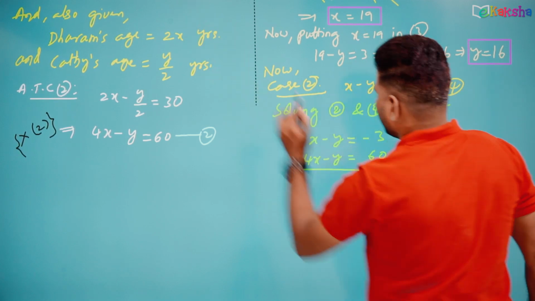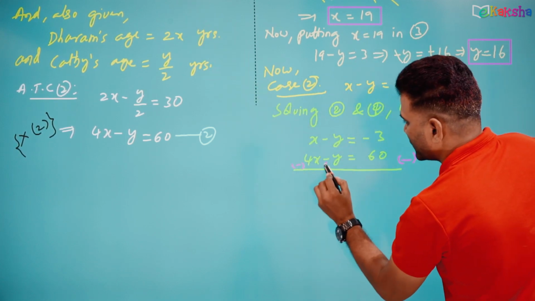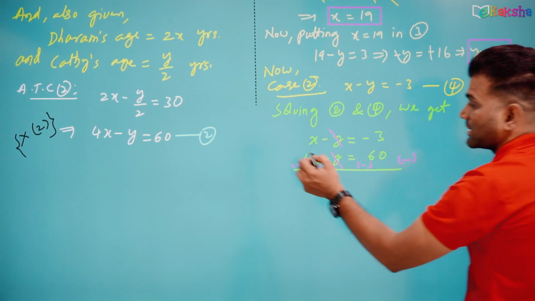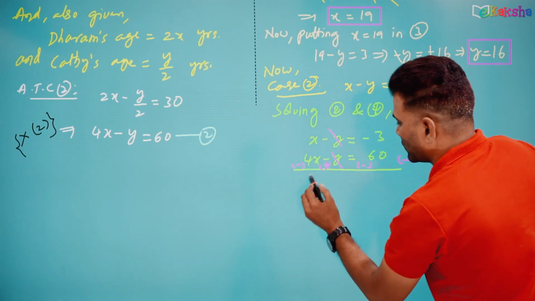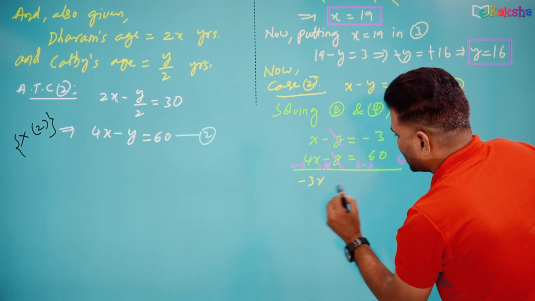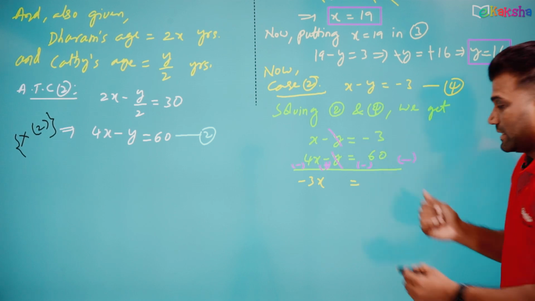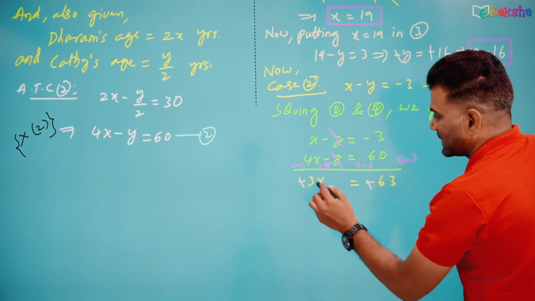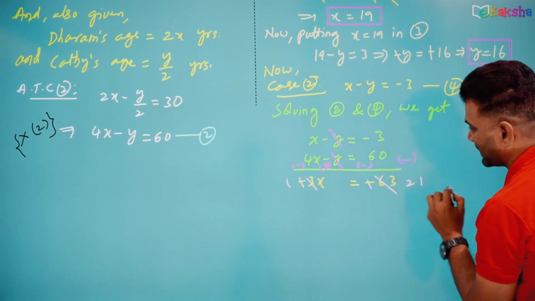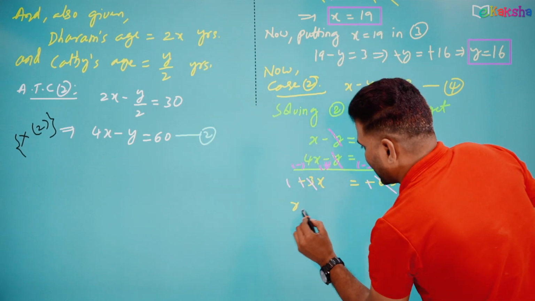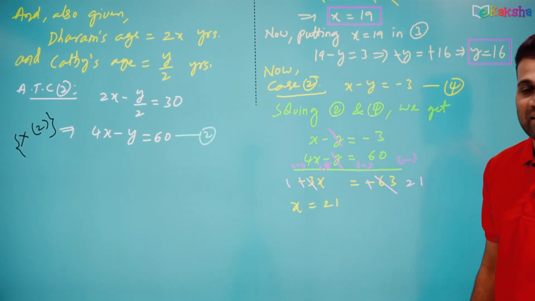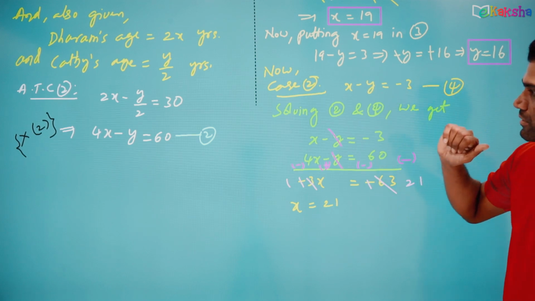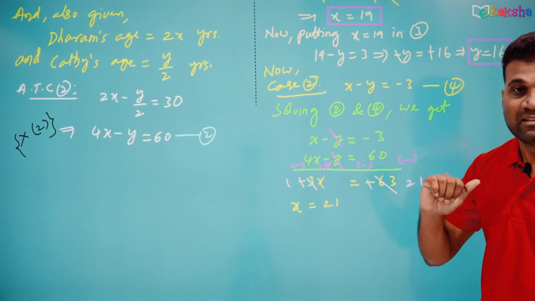Again on subtracting, signs will change. Here negative y, positive y gets cancelled. x minus 4x, which is equal to how much? Negative 3x, negative 3, negative 60, negative 63. Again both sides negative negative gets cancelled. 3 divides 1 time, 3 divides 21 times. Then we have got x is equal to 21. Now on substituting this x value in equation 4 or equation 2, we will get the y value.